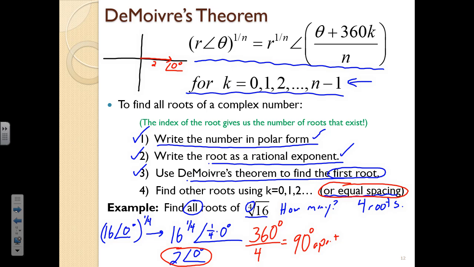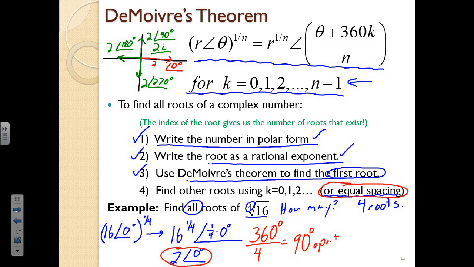And so we can picture them. There must be one right there, there must be one right there, and there must be one right there. They all have the same magnitude, so this one is going to be 2 at 90 degrees, this one is 2 at 180, and this one is 2 at 270. There's our 3 other roots. But of course they have other names. 2 at 90 degrees, that is 2i.